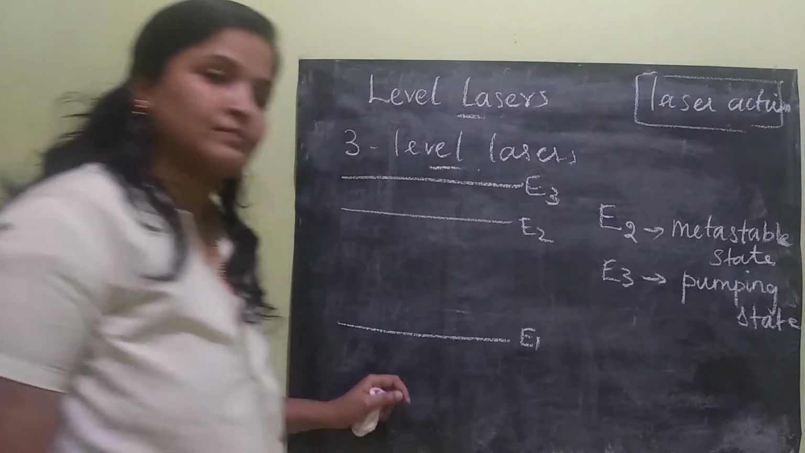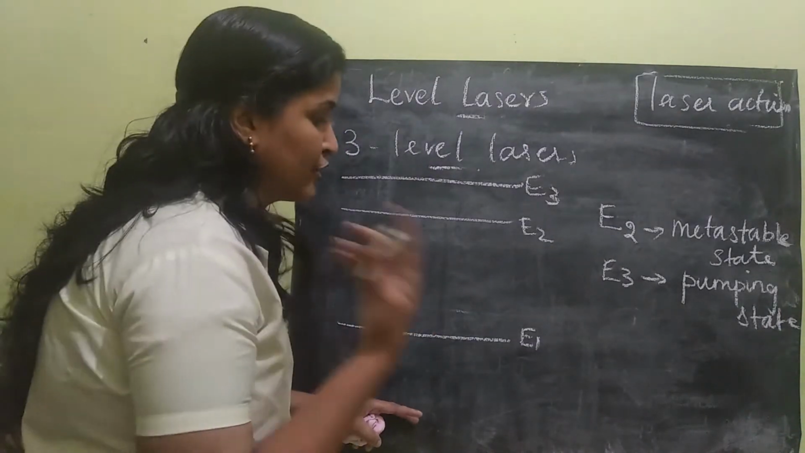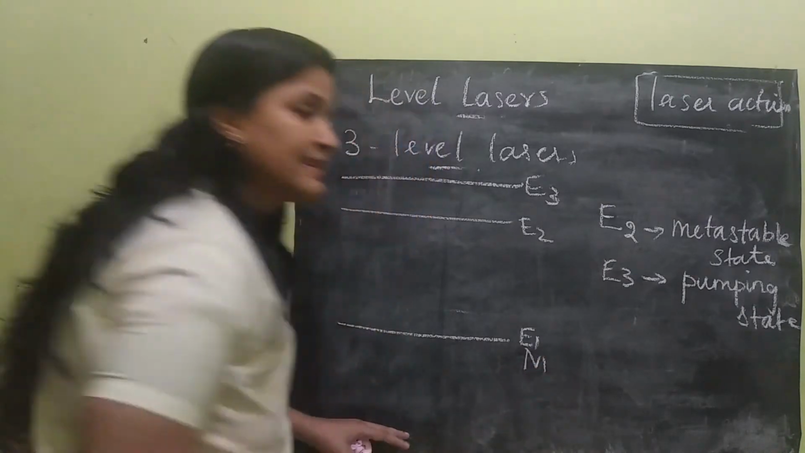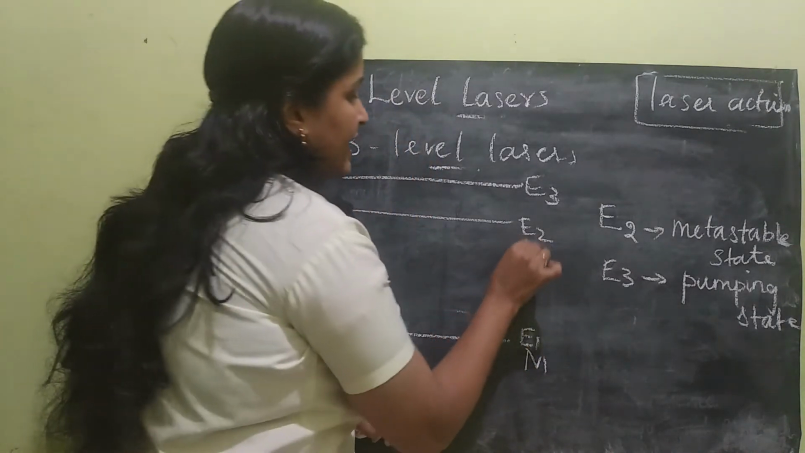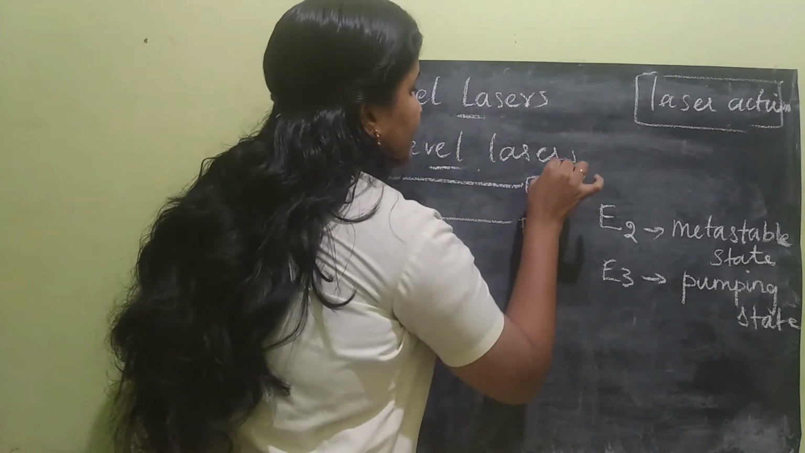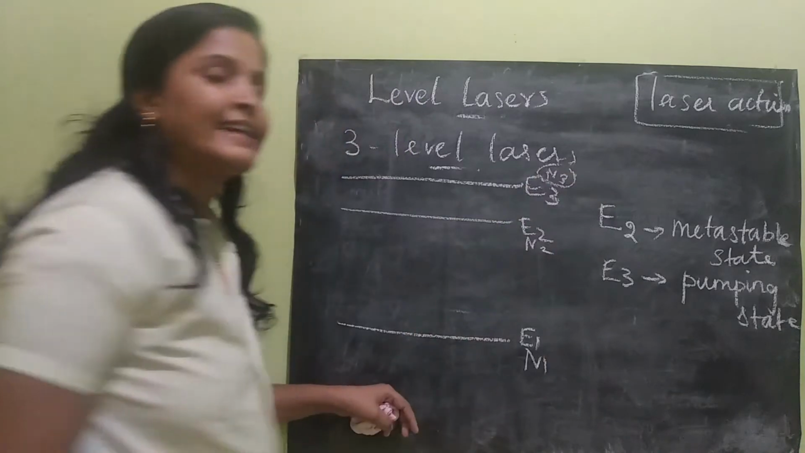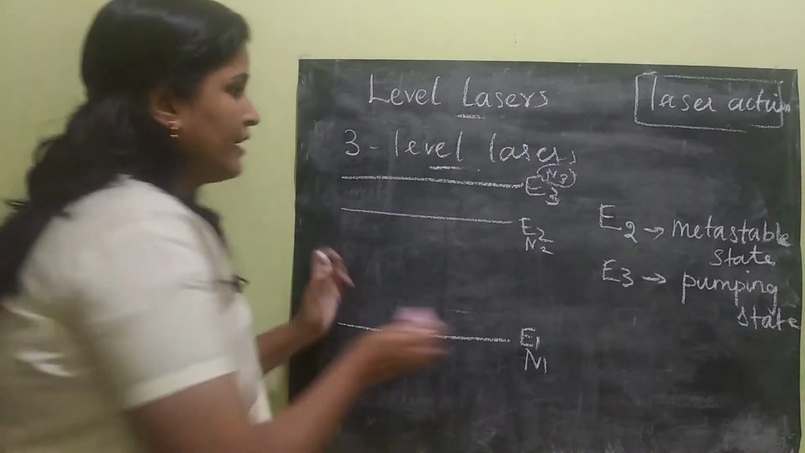Okay, all right, and similar to the previous, we have N1 as the number of electrons in the ground state, N2 as the number of electrons in E2, and N3 as the number of electrons in E3. Okay, so at normal condition.